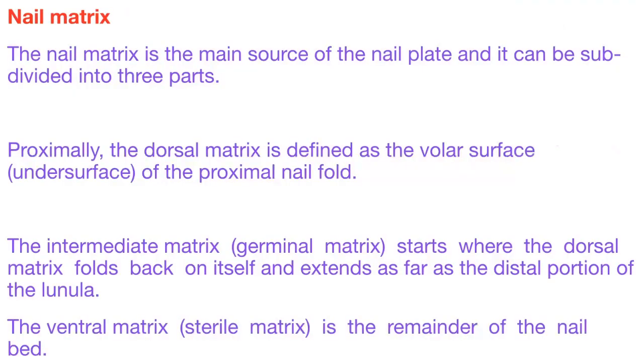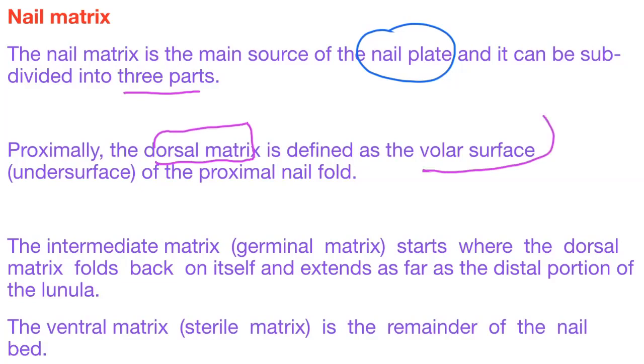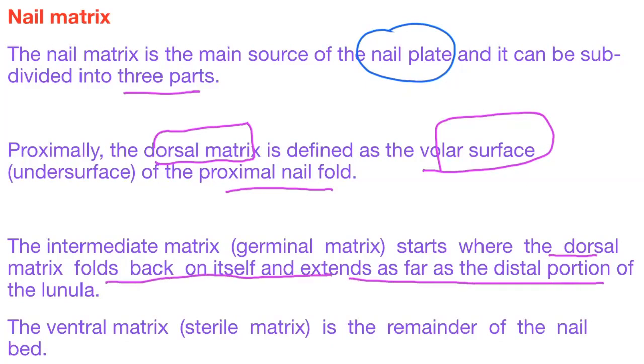Coming to the nail matrix. The nail matrix is the main source of the nail plate. This is the producer, and it can be subdivided proximally. The dorsal matrix is defined as the volar surface of the proximal nail fold. The intermediate matrix or germinal matrix starts where the dorsal matrix folds back on itself and extends as far as the dorsal parts of the lunula. Ventral matrix or sterile matrix is the remainder of the nail bed.